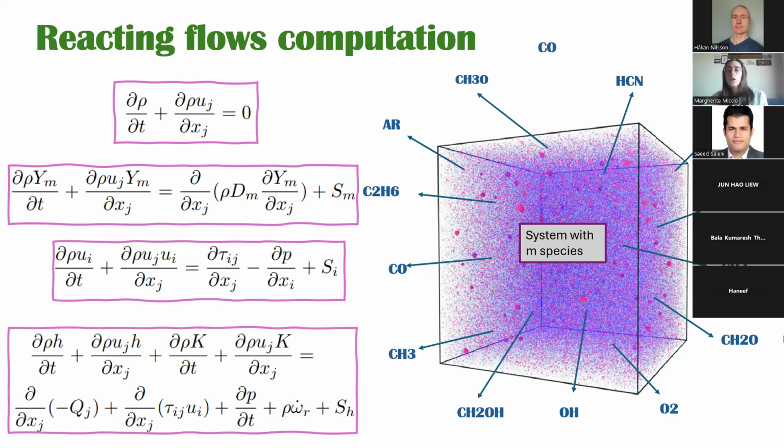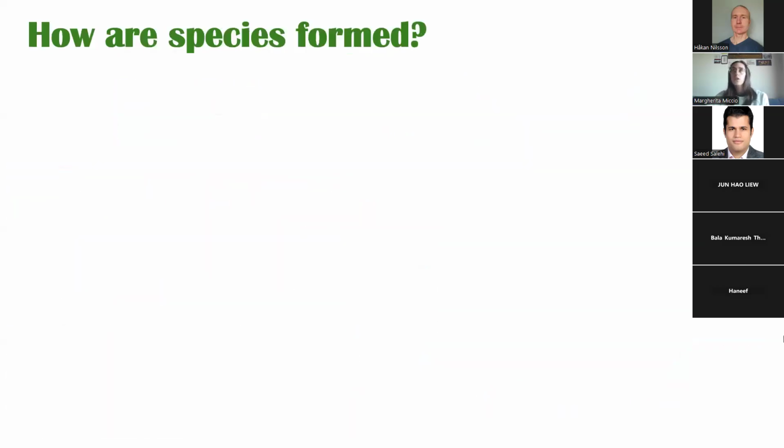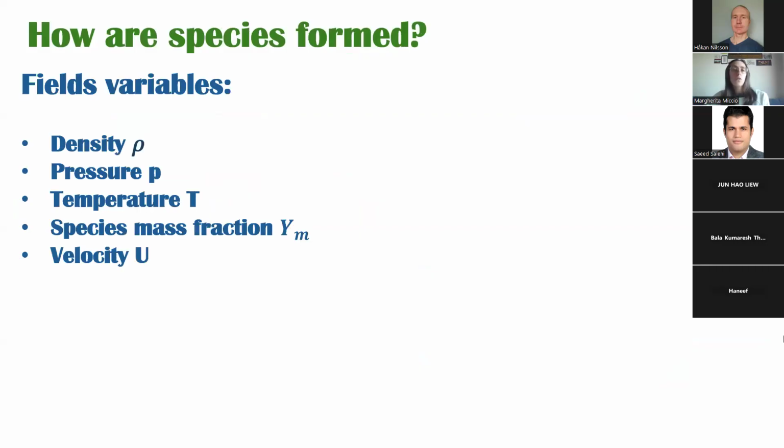By solving all these equations, at this point, we know all the variables to be solved in the domain. So we have the density, we retrieve the pressure, the temperature, the mass fractions, and the velocity. But the mass fractions give the information of how much of each species we have in the domain. But we don't want just to know how much of them we have in it.